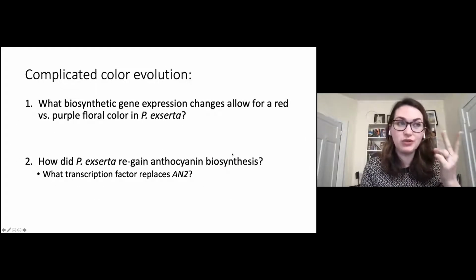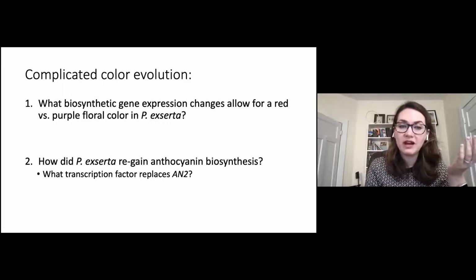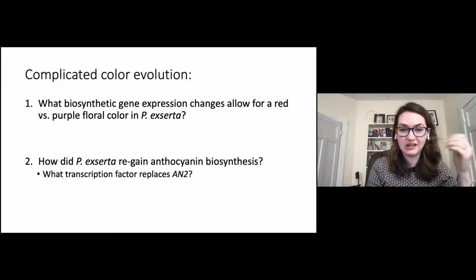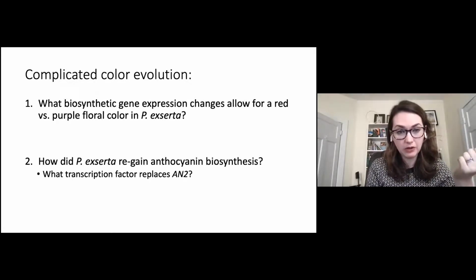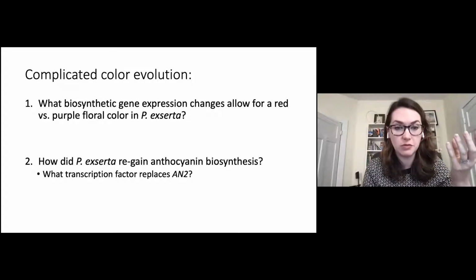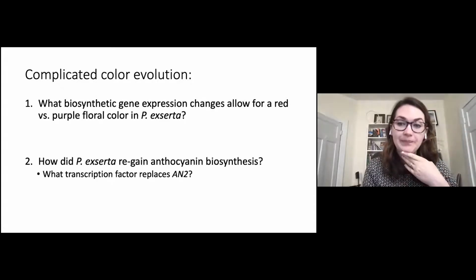So therefore, we basically have two questions. What are the biosynthetic gene expression changes that allow for the red versus purple color in exserta? And the second is, how did exserta regain anthocyanin biosynthesis? Specifically, what is the transcription factor that replaces AN2?